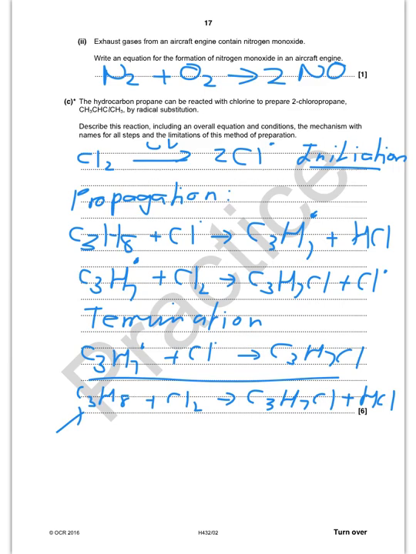And also, what are some of the limitations? Well, you can get multiple substitution occur. So this guy may go on to do further substitution to give you C3H6Cl2, etc. And also you could put the Cl on different parts of the carbon chain, so you could make 1-chloropropane rather than 2-chloropropane. So that's a general idea, but it's a lovely question about free radical substitution.